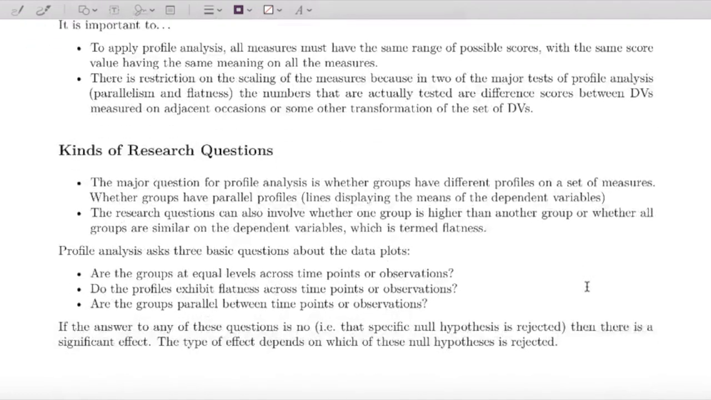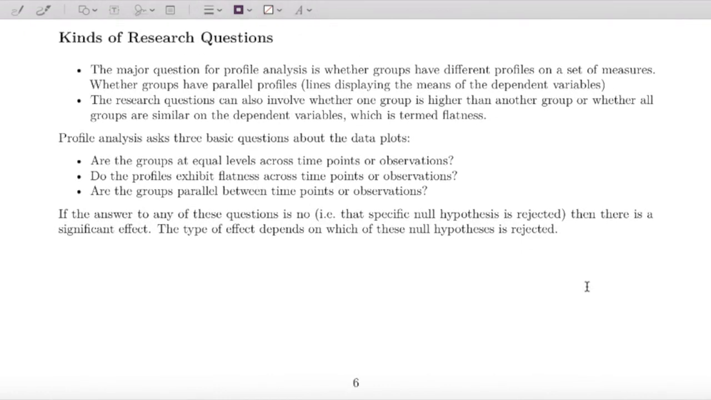What kind of research questions can you answer with profile analysis? So the main question that you can answer is whether the groups have different profiles, whether they're following the same trajectory or not. Ideally, you want them to have parallel profiles. That's what I would want if I was looking at groups of students that I'm teaching. I want them to all learn the same way and at the same time.